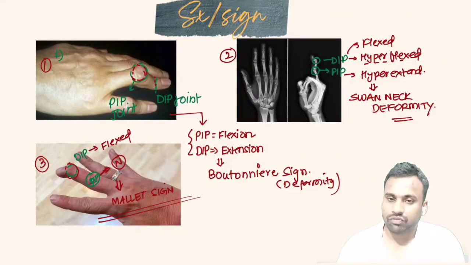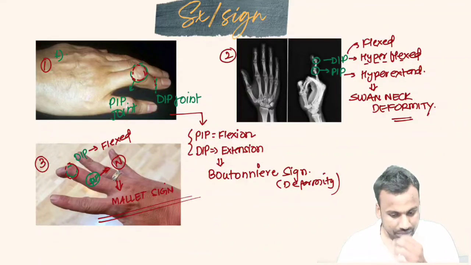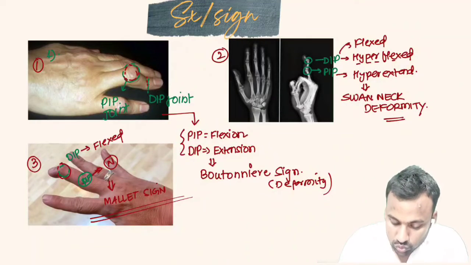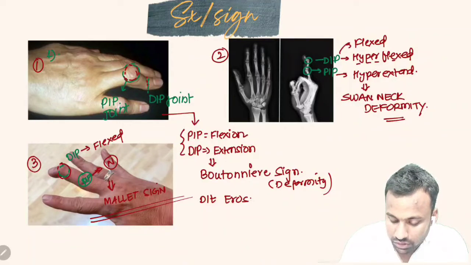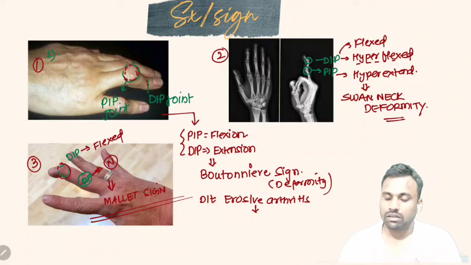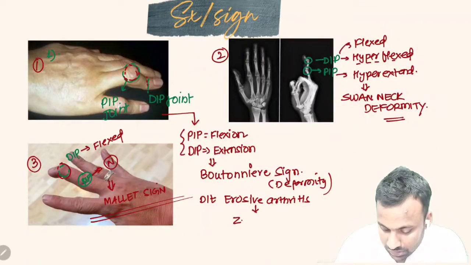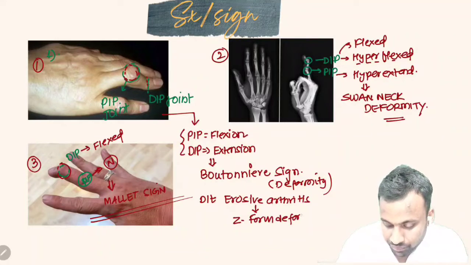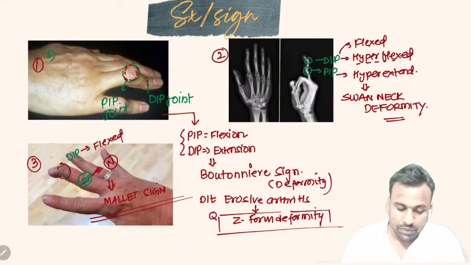Other signs may also be involved. Sometimes the disease can lead to erosion, or erosive arthritis of the joint, which mainly leads to Z form deformity. And what do we mean by Z form deformity? This is the important one.